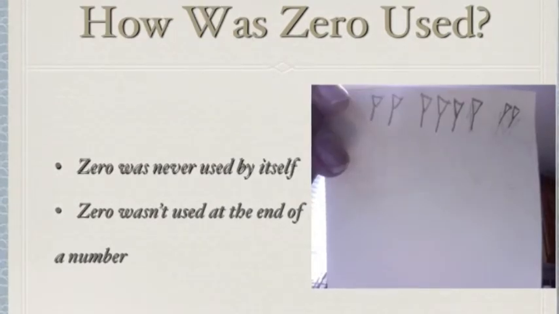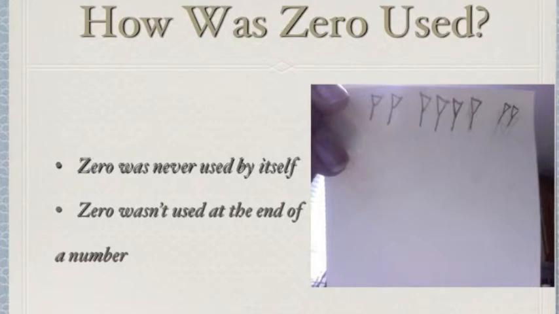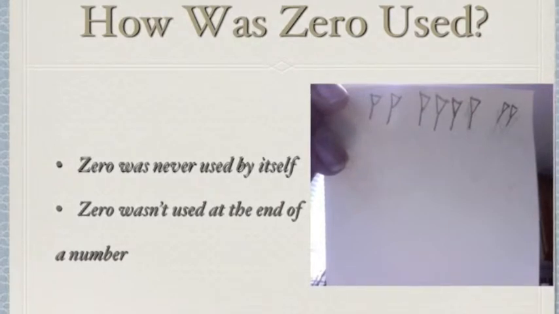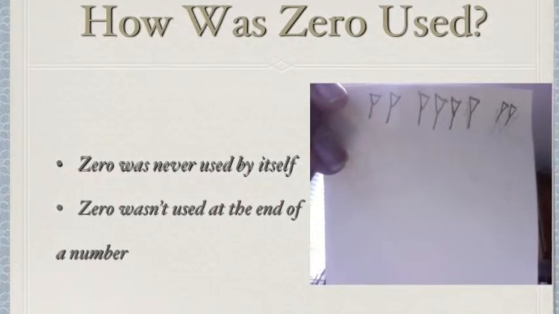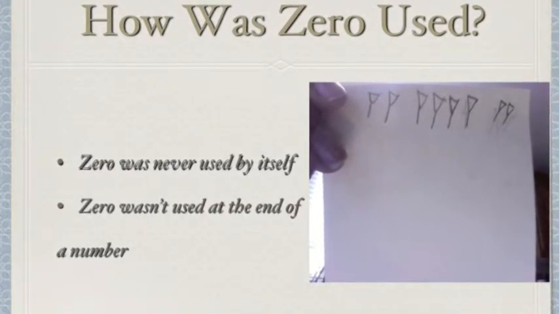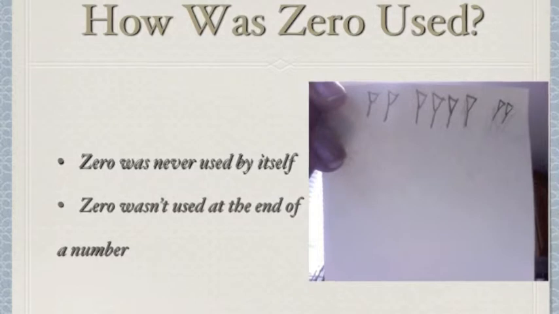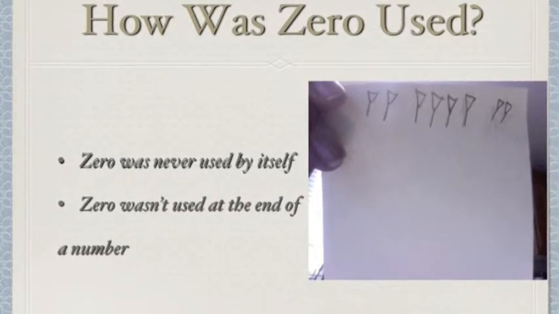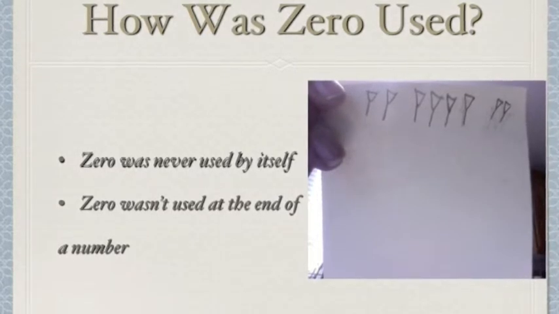How was zero used? Zero was never used by itself. For example, you couldn't do 1 plus 0 because 0 wasn't considered a number on its own. Also, 0 wasn't used at the end of numbers. In this photo, for example, this number wouldn't be 240 because 0 can't be at the end.